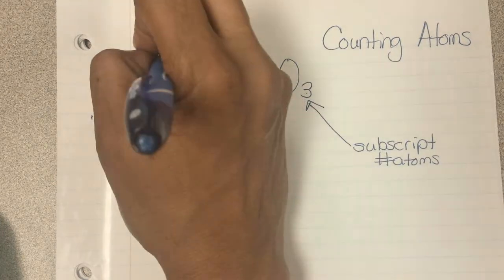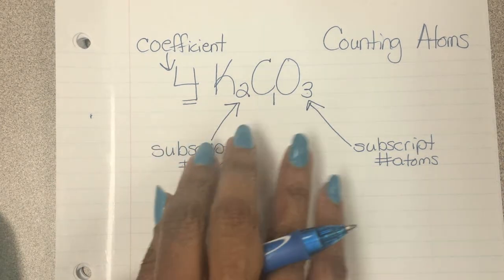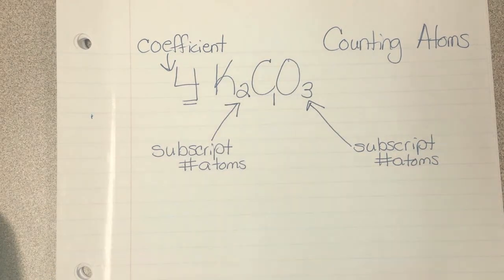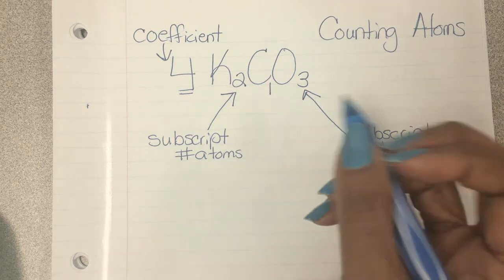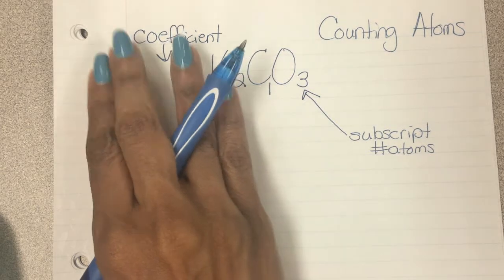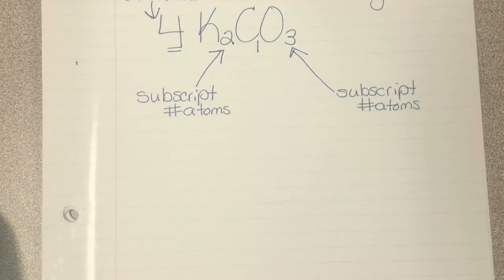So when you are counting atoms, you look at your subscripts, but you also have to look at your coefficient. So what I'm going to do is a little bit of practice with the chemical formulas that don't have a coefficient, and then we'll go back and look at some with a coefficient.